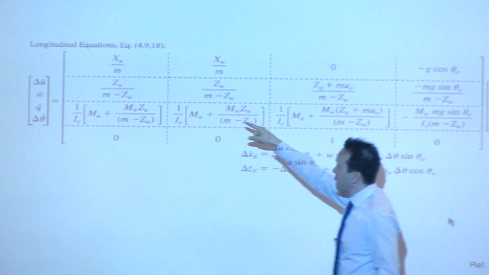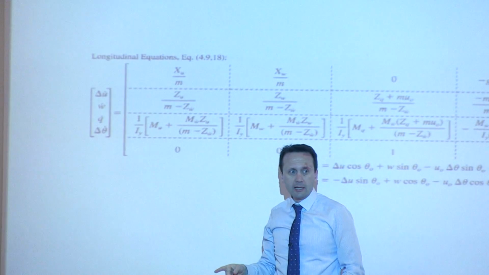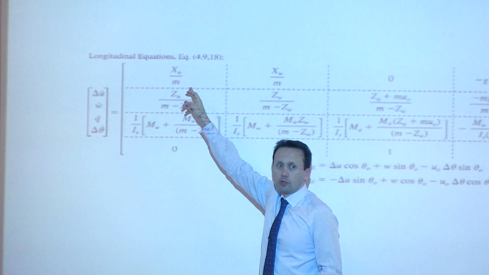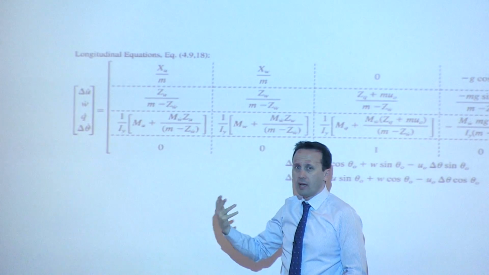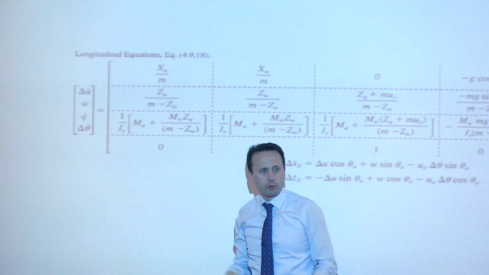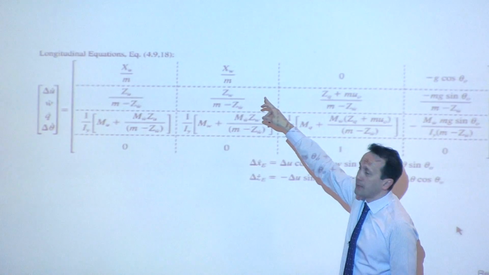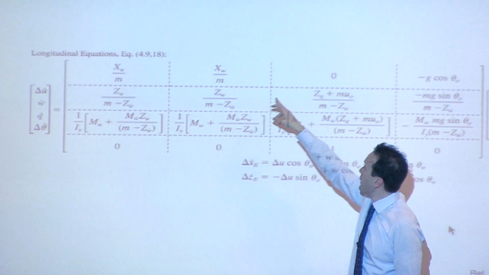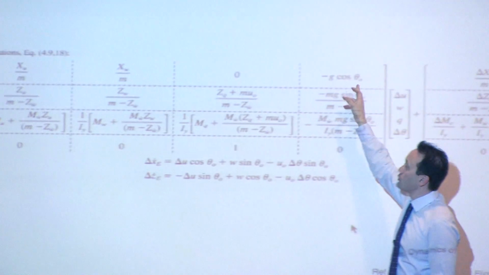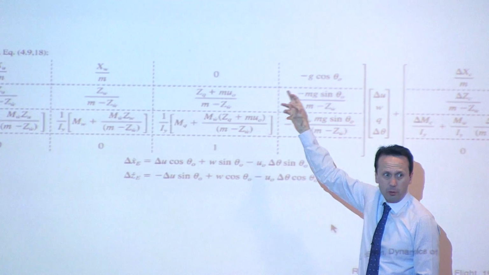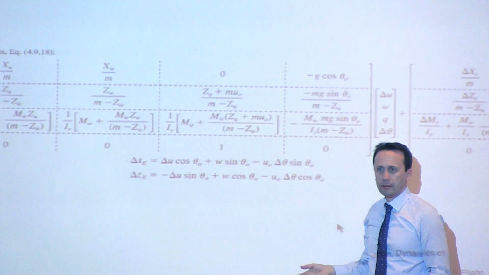And the first line, look at the first line. This is the one we obtained last week. X_U, which is basically del X del U divided by M. That's the first term over here, you see. The second term is del X del W divided by M. And then you have the 0, and then you have minus G cosine theta. This is the first line we obtained last week. Do you remember that? Right?